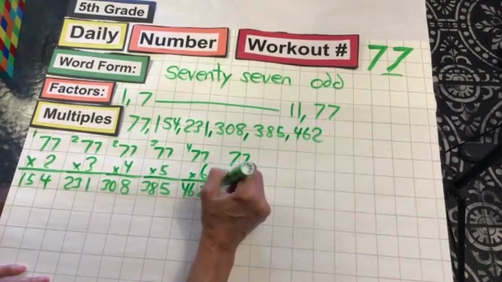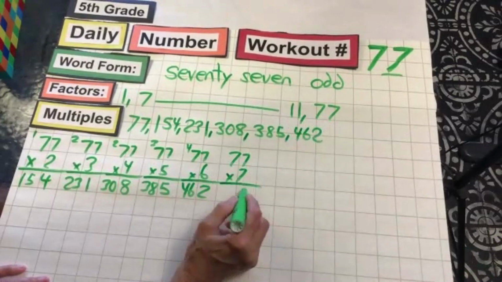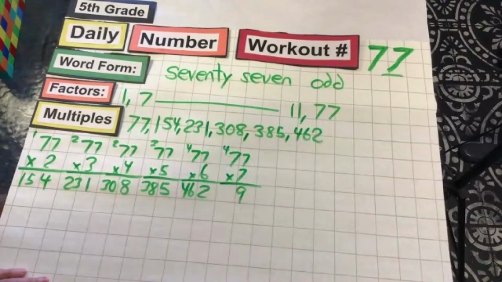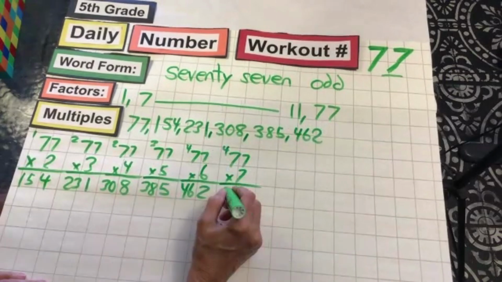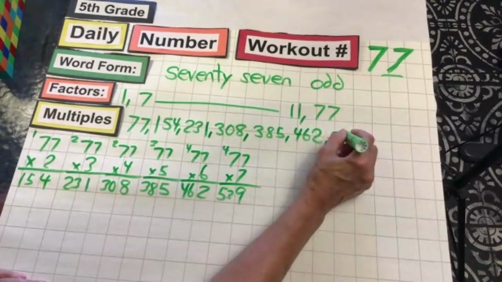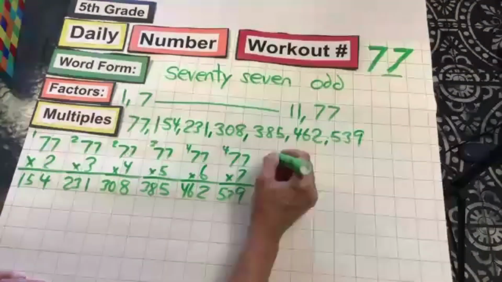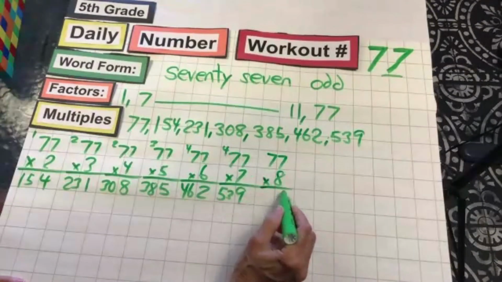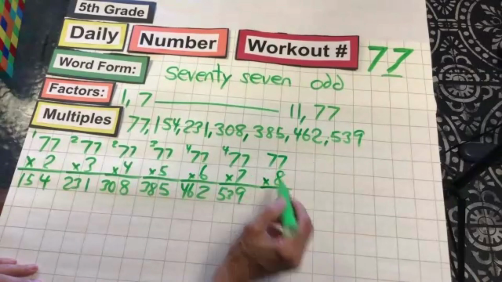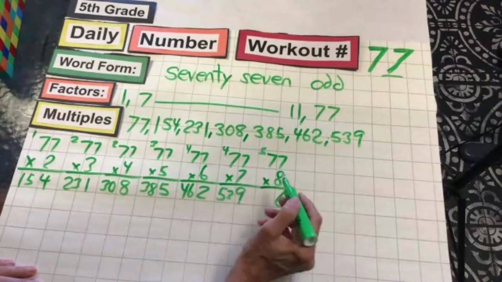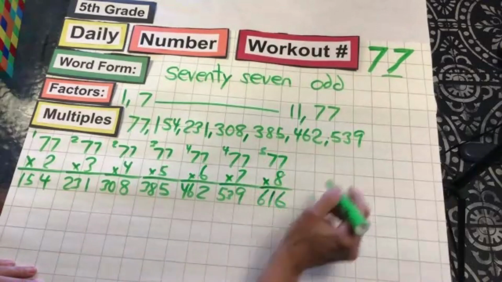7 77s. 7 times 7 is 49. Drop the 9, carry the 4. 7 times 7 is 49 plus 4 is 53. So that would be 539. 8 77s. 8 times 7 is 56. Drop the 6, carry the 5. 8 times 7 is 56 plus 5 is 61.